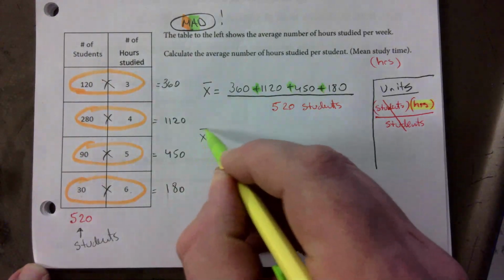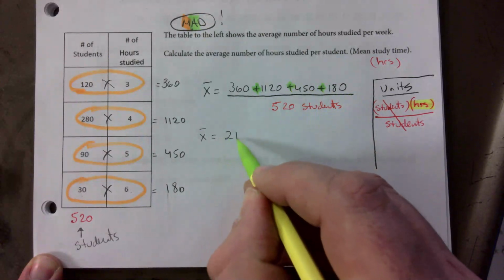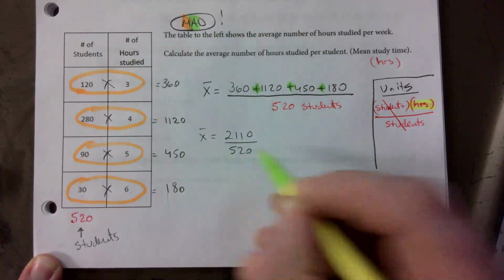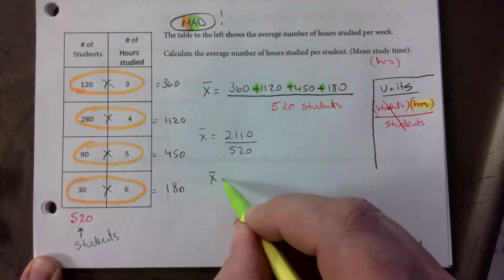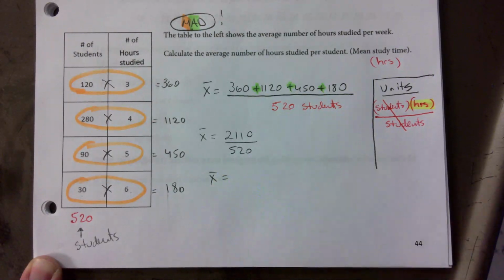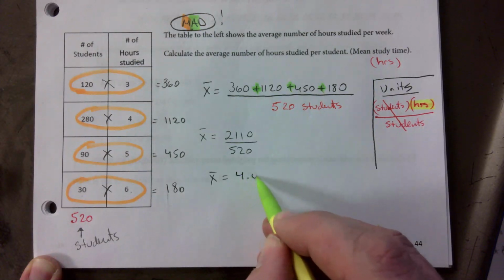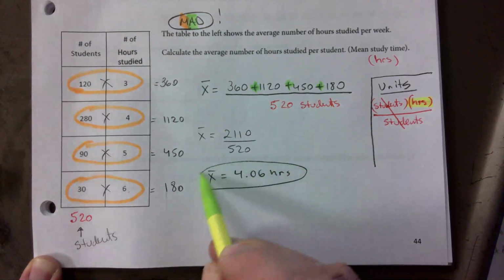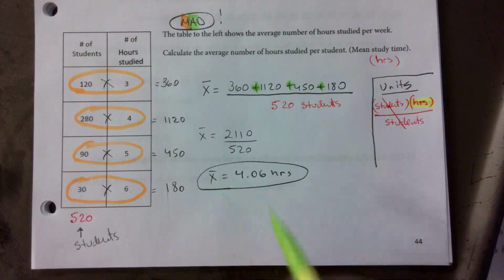So let's solve this. If you actually continue to add, you get 2110 divided by 520. And when you do that, that gives you 4.06 hours on average per week.